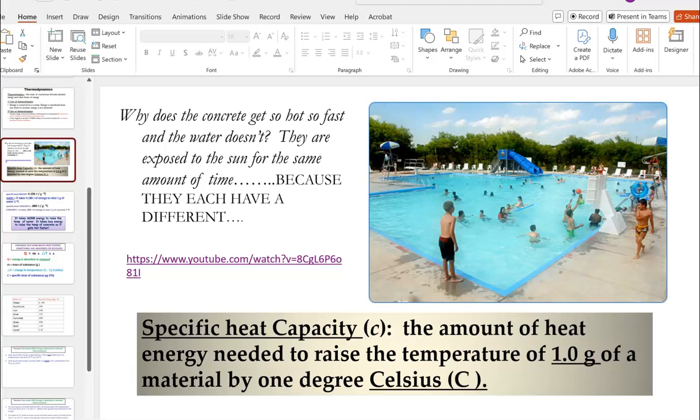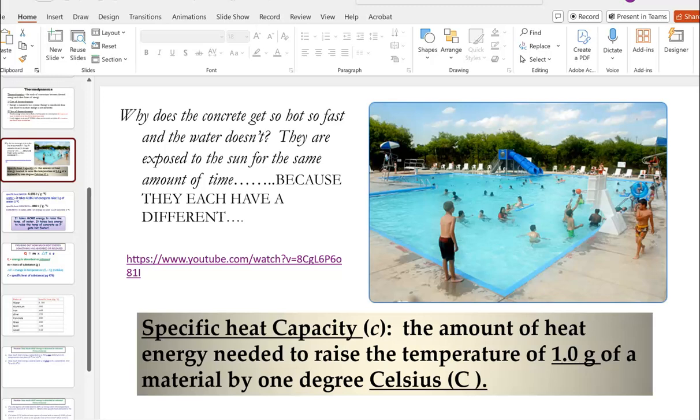They are exposed to the sun for the same amount of time because they each have a different specific heat capacity. So first of all, if you think back to the summertime, and you're walking along the concrete without any flip-flops on, the concrete is very hot and you're rushing to get yourself into the water because the water is very cool. Well, it doesn't make much sense because they're sitting out in the heat for the same amount of time. So concrete gets a lot hotter in the same amount of time that the water is sitting out there, and the water stays cool.